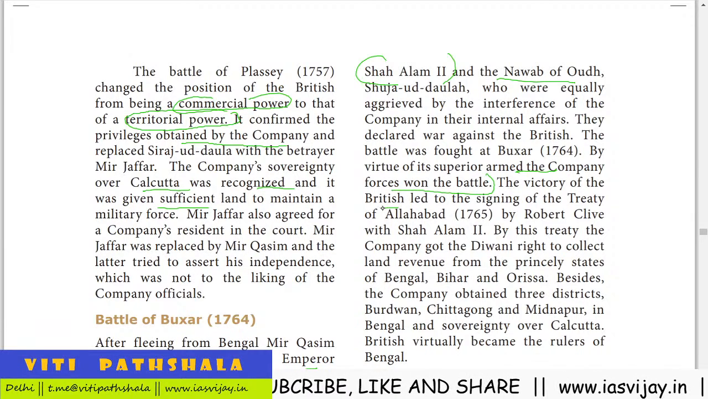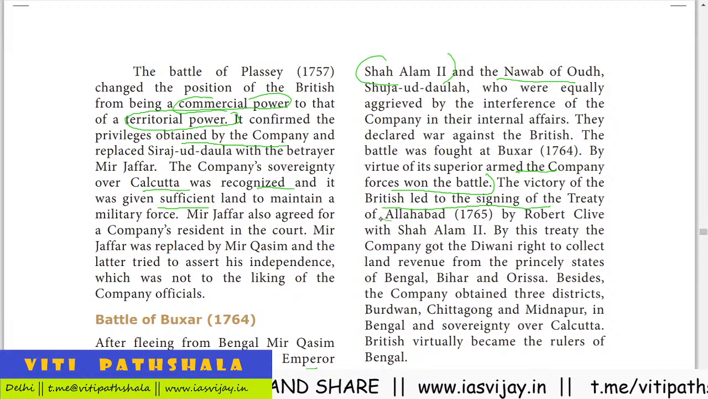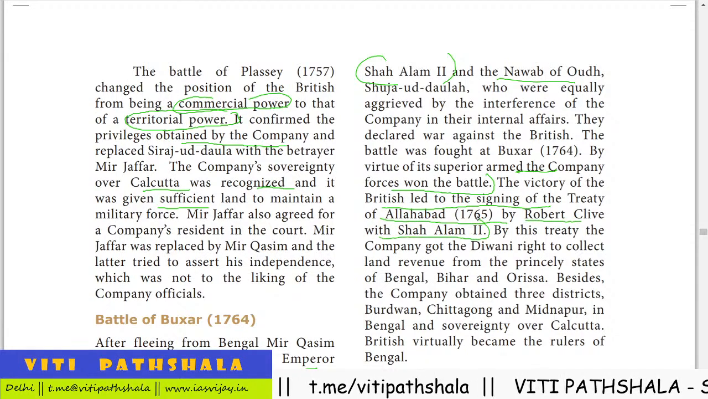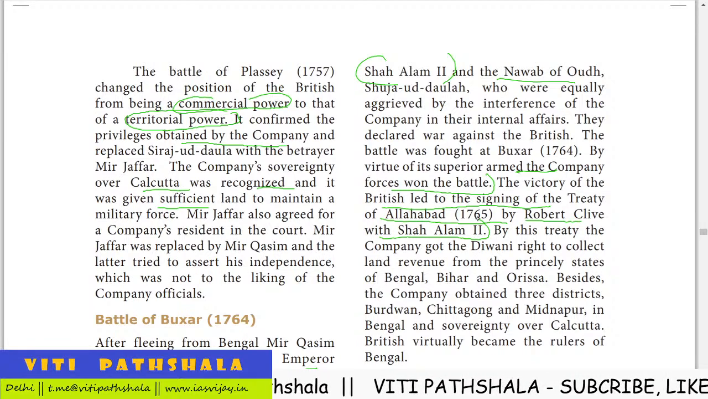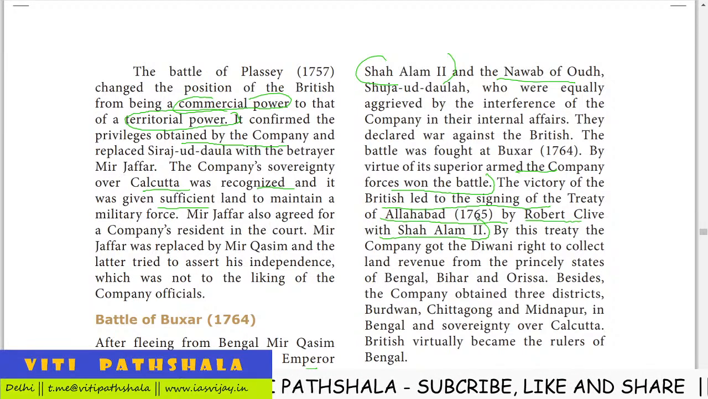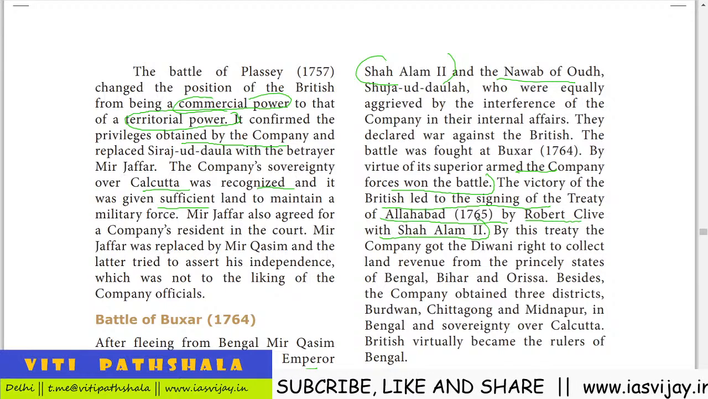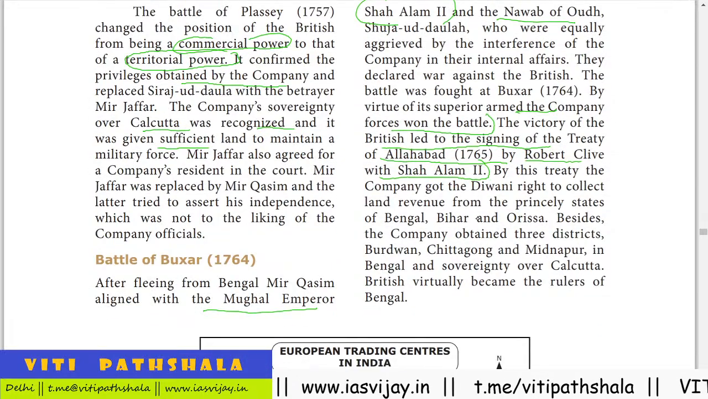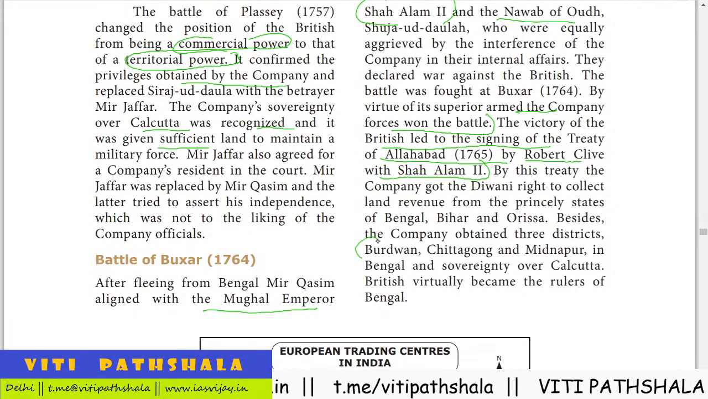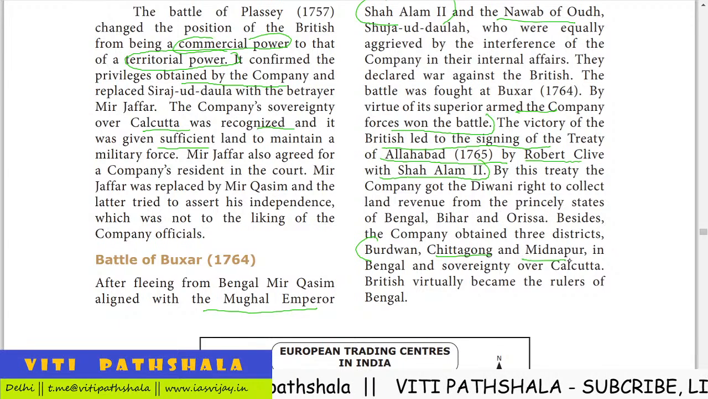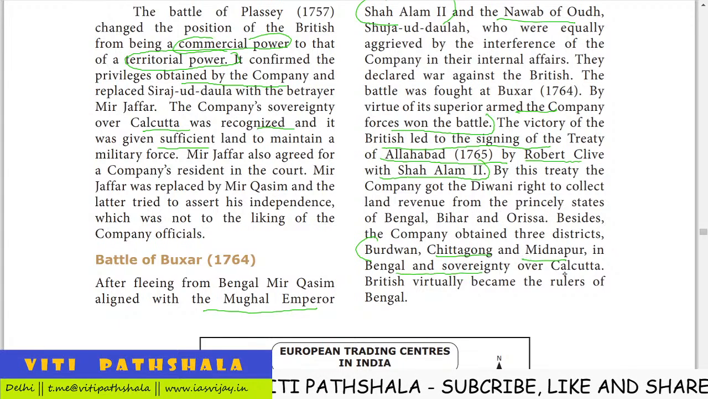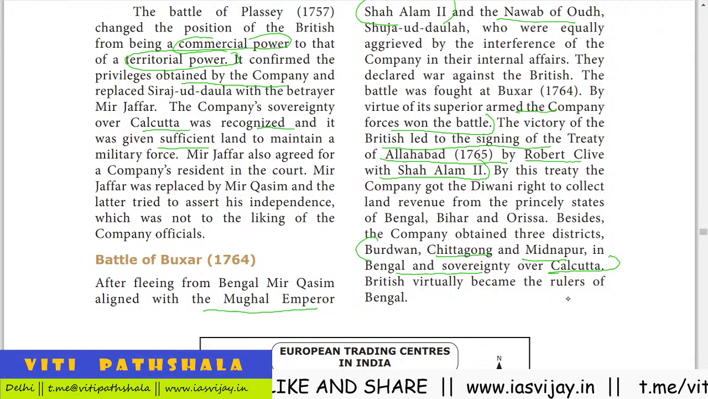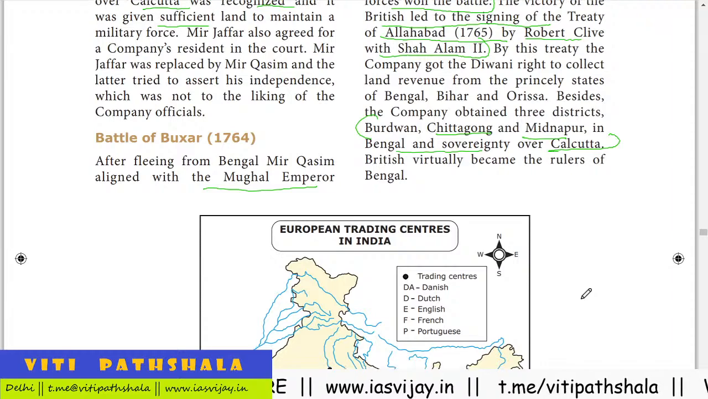The victory of the British led to the signing of the Treaty of Allahabad by Robert Clive with Shah Alam II. By this treaty, the company got the Diwani right to collect the land revenue from the princely states of Bengal, Bihar, and Odisha. Besides, the company obtained the three districts of Burdwan, Chittagong, and Midnapur in Bengal and the sovereignty over Calcutta. Now, the British virtually became the ruler of Bengal.